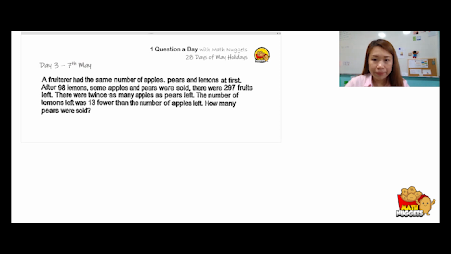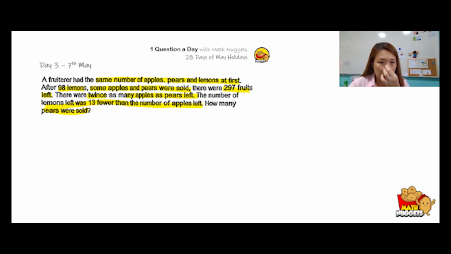This is day 3. We know that the fruiterer had the same number of apples, pears, and lemons at first. Then 98 lemons, some apples, and pears were sold. In the end, there were 297 fruits left. Twice as many apples as pears were left. Lemons left were 13 fewer than the apples left. We're trying to find the pears that were sold.